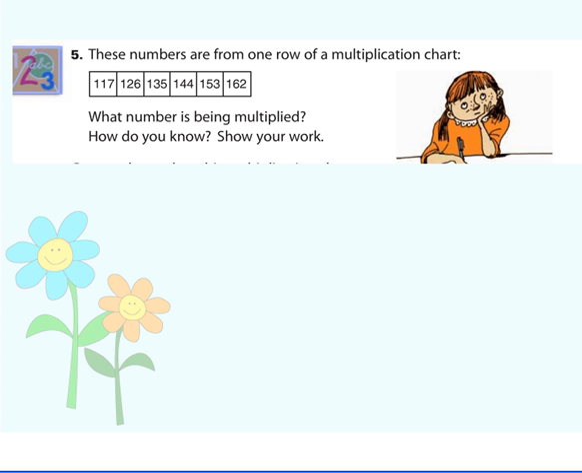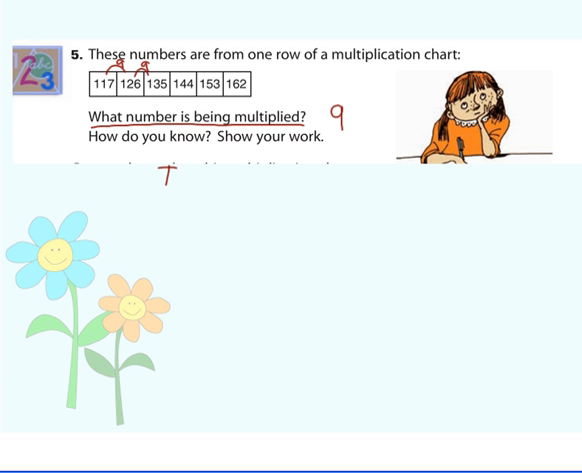Question 5 says, these numbers are from one row of a multiplication chart. What number is being multiplied? Well, you have to see how many numbers are between 117 and 126. So 17, 18, 19, 20, 21, 22, 23, 24, 25, 26. There's 9. Let's see if that works for between the other ones. So 26, 27, 28, 29, 30, 31, 32, 33, 34, 35. Another 9. So what number is being multiplied? They're multiplying by 9.